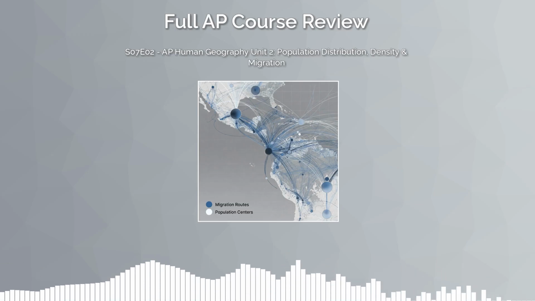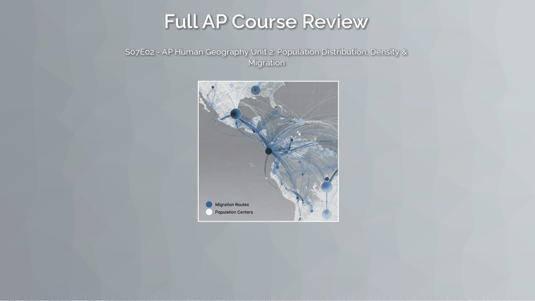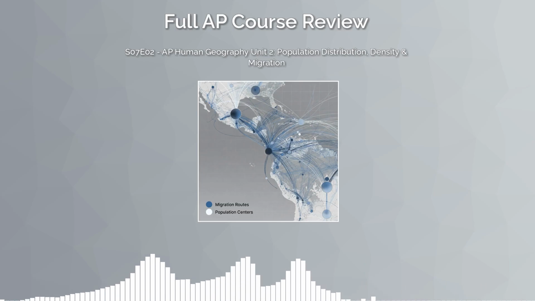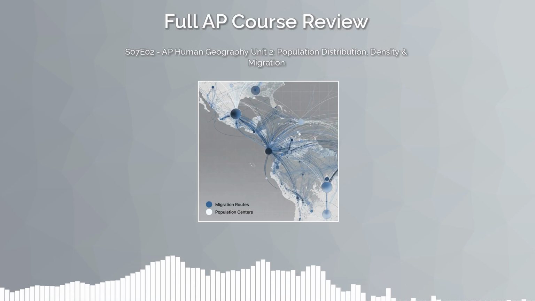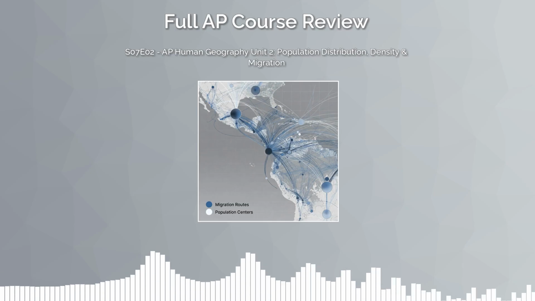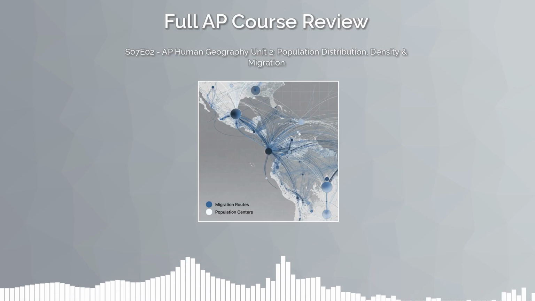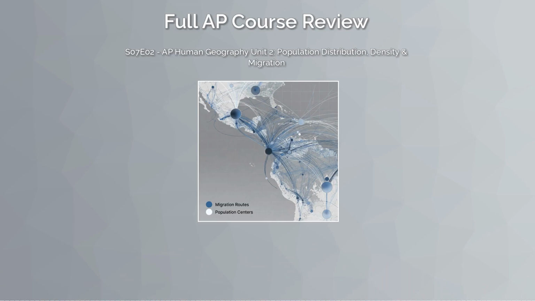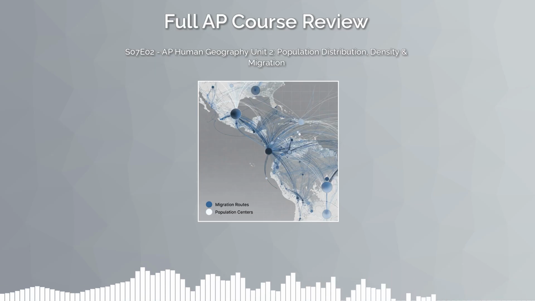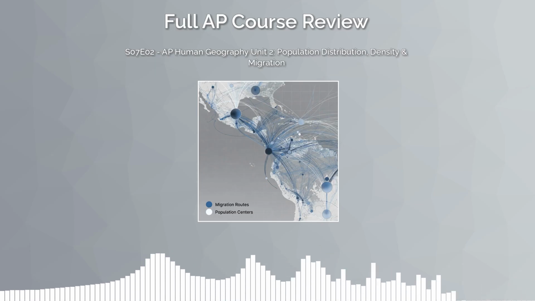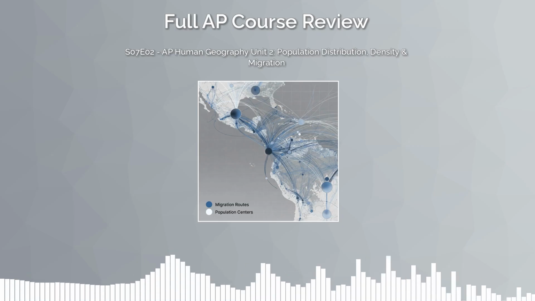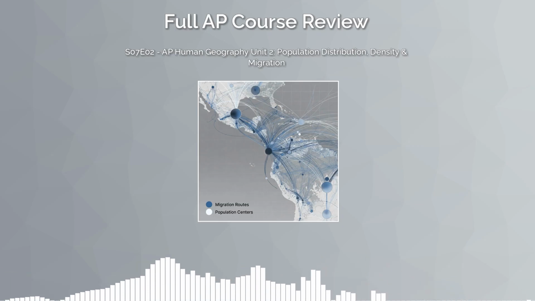Population composition refers to the structure of a population, broken down by characteristics like age, sex, race, ethnicity, and language. For the AP exam, you'll be expected to understand 2 characteristics above all others: age structure and sex ratio. These 2 variables, when visualized together, give us one of the most powerful analytical tools in all of human geography, the population pyramid.